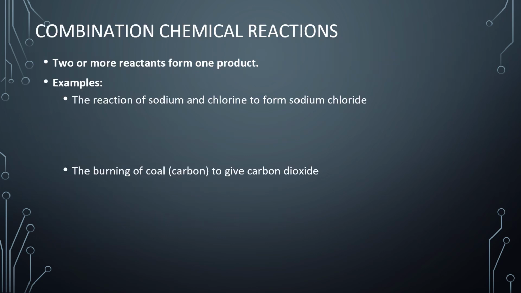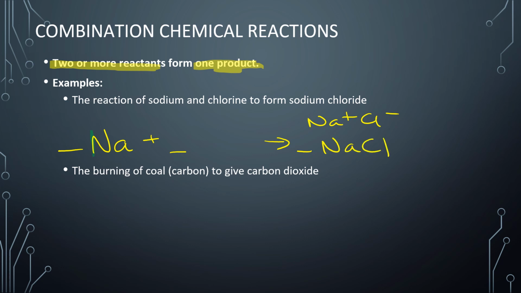So combination or synthesis or composition, 2 or more reactants form one product. So 2 or more reactants, one product. So here are some examples. Reaction of sodium, Na, plus chlorine makes sodium chloride, Na plus Cl1 minus. So this is technically NaCl. If you see chlorine by itself, it's diatomic, so Cl2. To balance this is going to be 2 NaCls, 2 Nas, and 1 Cl2.